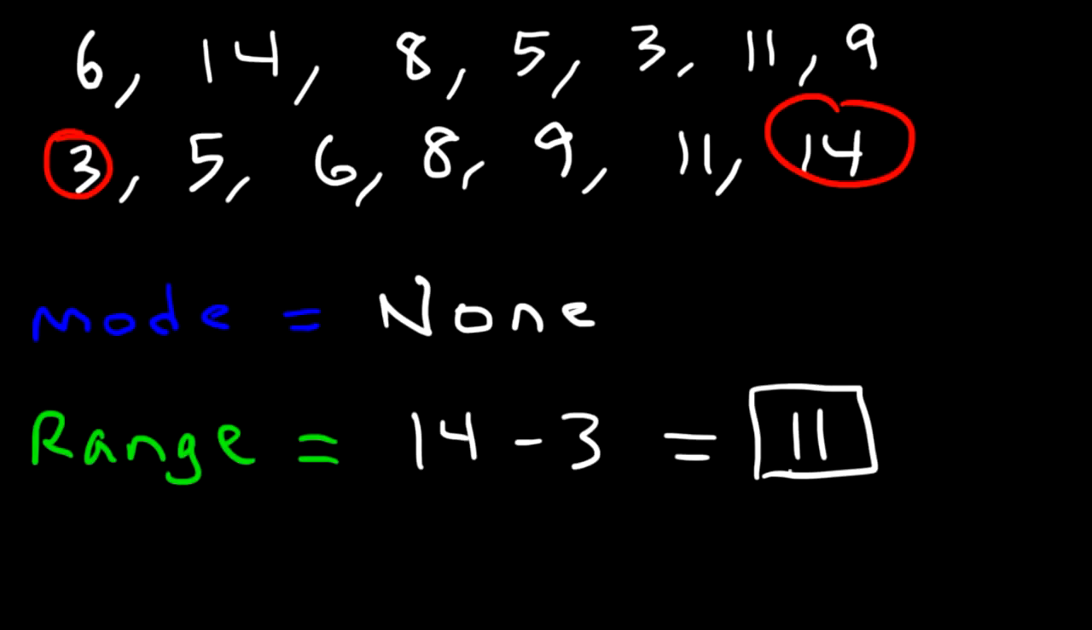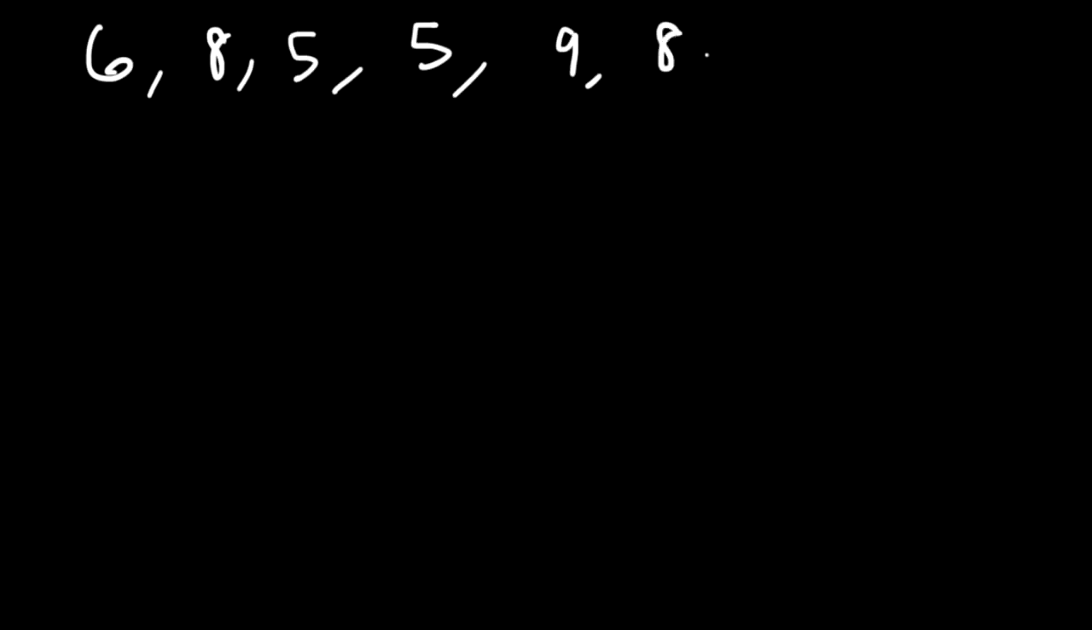So far we've considered two examples in which we had an odd number of numbers in a data set. In this case, there was only 7 numbers. But what if we have an even number of numbers? For example, let's say there are 8 numbers in a data set. Let's try this example. Let's say the numbers are 6, 8, 5, 5, 9, 8, 10, and 8. So go ahead, take a minute, calculate the mean, median, mode, and range.